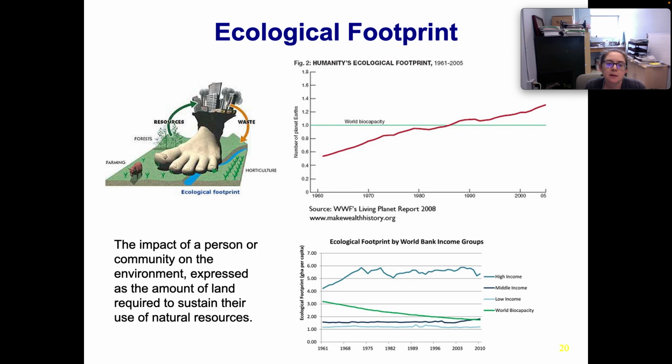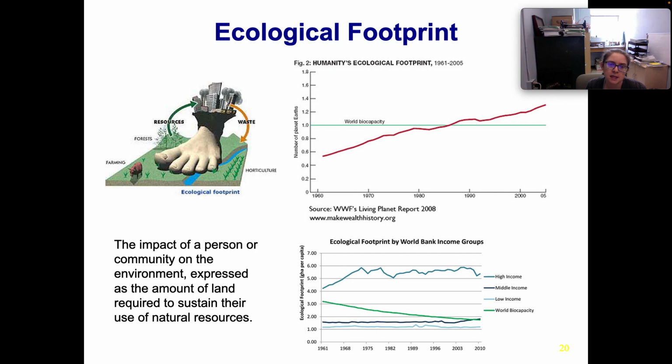Okay, so the next concept I want to touch on briefly is the ecological footprint. So we talked about how many people are on the planet, and it's a lot. And so you might think that more people is definitely worse for the environment, but it really depends on how many resources those people use. So the ecological footprint is the impact of a person or community on the environment expressed as the amount of land required to sustain their use of natural resources and absorb the amount of waste that they produce.